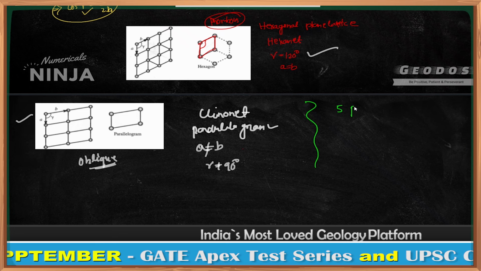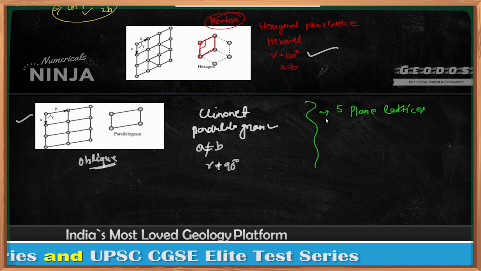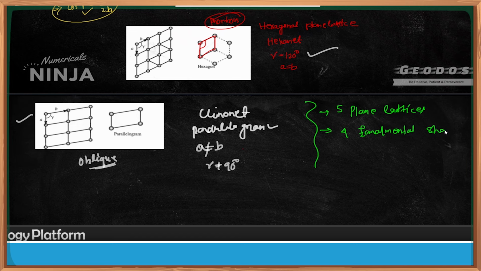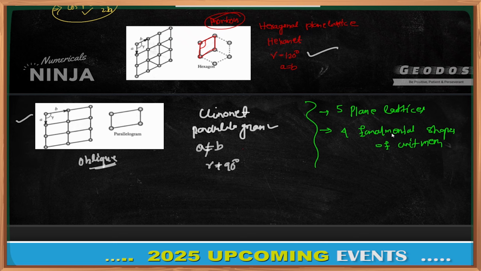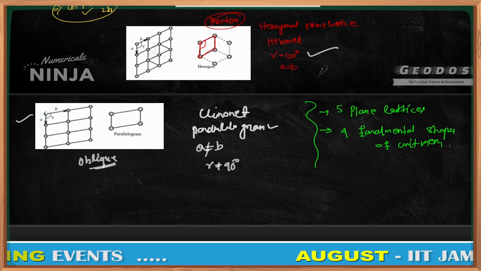Okay, so I just have to cover all the things. So what is happening here, so we have 5 plane lattices. Okay, and if you're trying to remember these things, there will be 4 fundamental shapes of unit mesh. What is unit mesh? I just told the definition, that is the area bounded by the angle between the lattice nodes. ओके, तो ये लैटिस नोड के बीच में जो एंगल कवर करता है, तो दैट इज कॉल्ड एज यूनिट मेश. ओके, सो दीज आर द 5 प्लेन लैटिसेस.